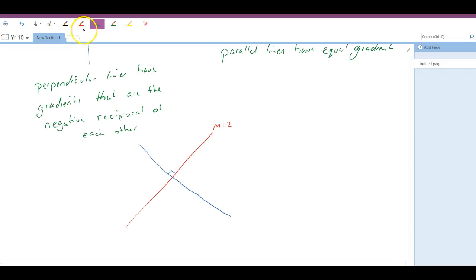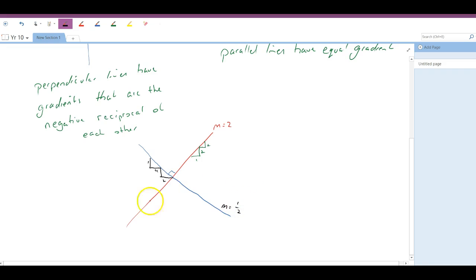I'm just going to call on a bit of logic here. If this one goes across 1 and up 2, which is what a gradient of 2 means, then what's this one going to do in order for it to be perpendicular? Well, it's going to do the opposite. It's going to go along 2 and up 1. So what do you think the gradient's going to be? Rise over run is a half.